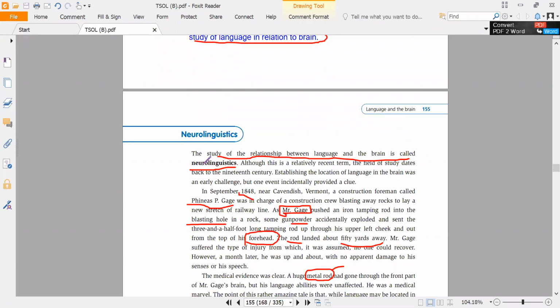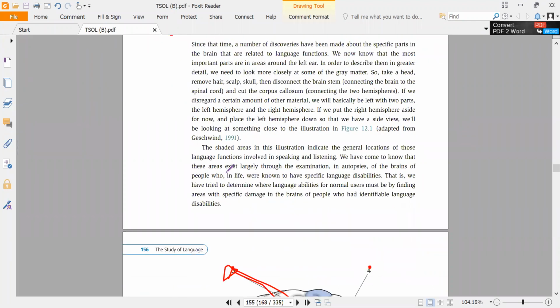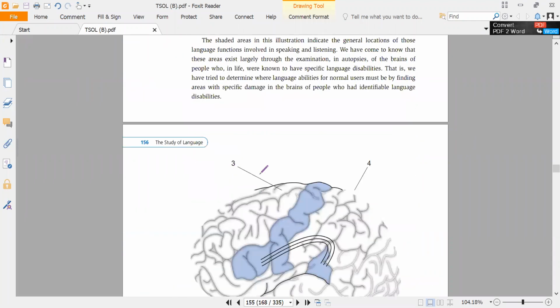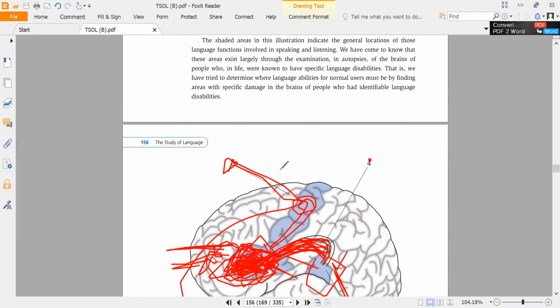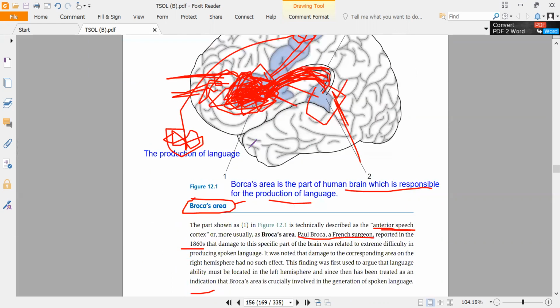Dear students, in the previous class we talked about language and the brain. We started this chapter, right? Neurolinguistics. So we talked about the relationship between language and the brain, how language is related to the brain. We talked about neurolinguistics, that is the study of language in relation to the brain. Then we talked about the different parts of the human brain involved in different linguistic functions, that is the production of language or comprehension of language, right? We divided the brain into two hemispheres, the right hemisphere and the left hemisphere. Then we talked about the language faculty in the brain, which is located in the left hemisphere, right?